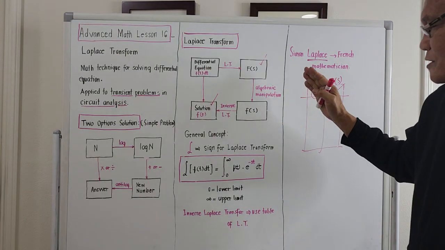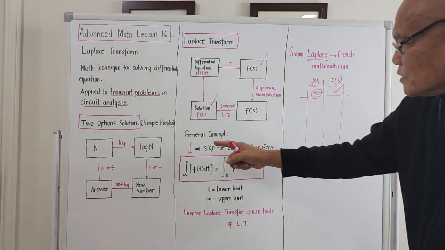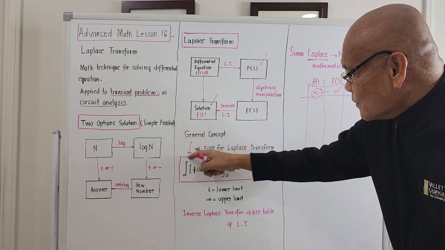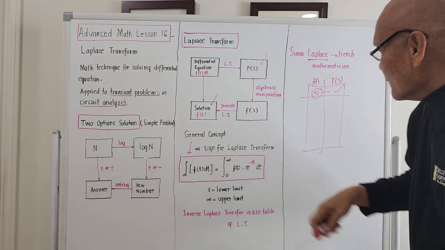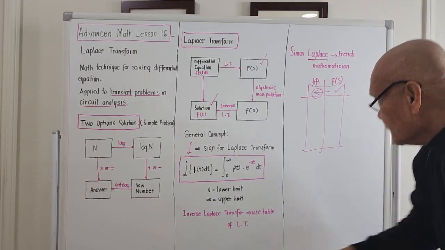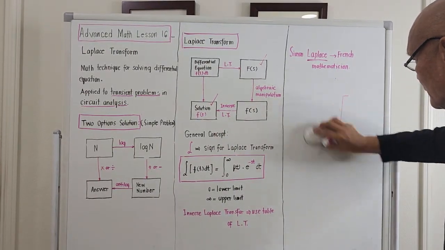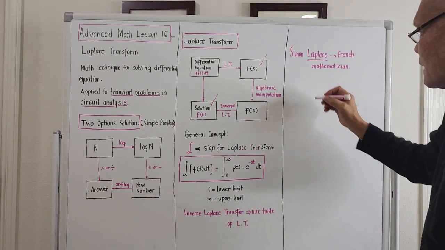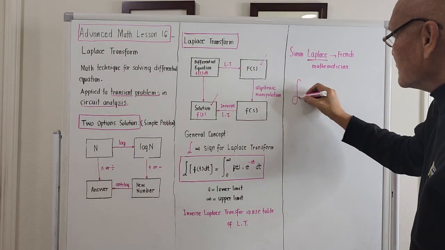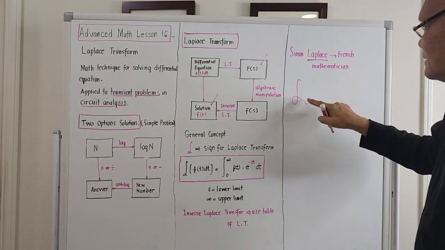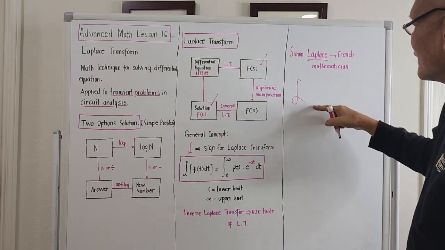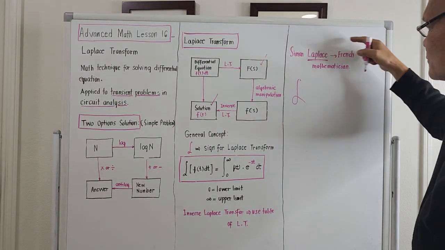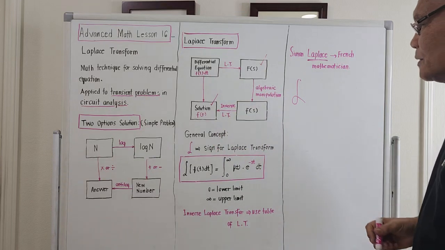The sign for a Laplace transform is the big capital letter L, something like this. The meaning of this is the sign for Laplace transform. Letter L emanates from the family name of the French mathematician who invented the Laplace transform.